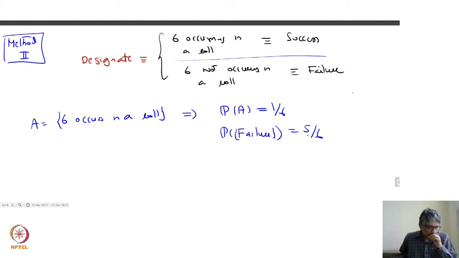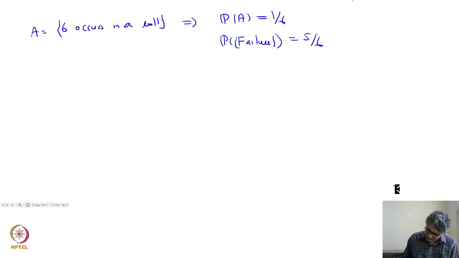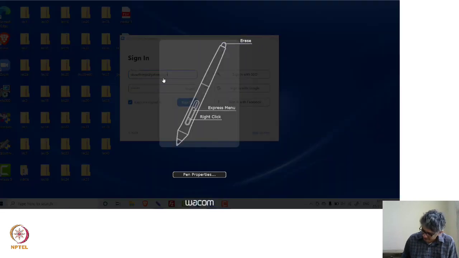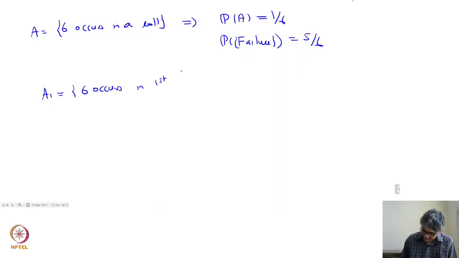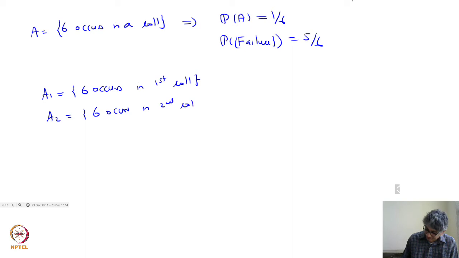Very good. So now what I do is I go and do the following. This is my event. So what I do is I say A1 be 6 occurs in the first row. What happened now? 6 occurs in the first row. Okay. And I say A2 is the event that 6 occurs in the second row. Very good. I know this.